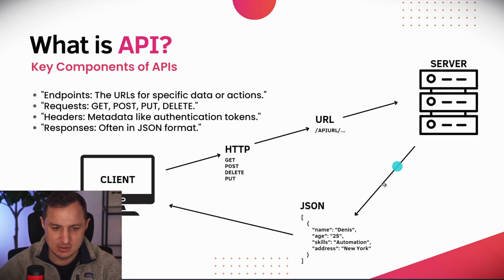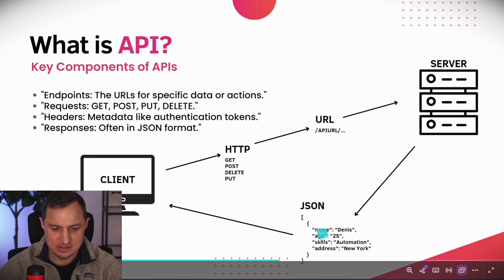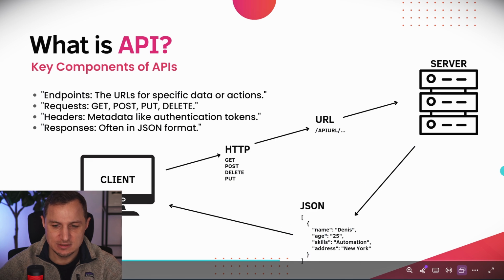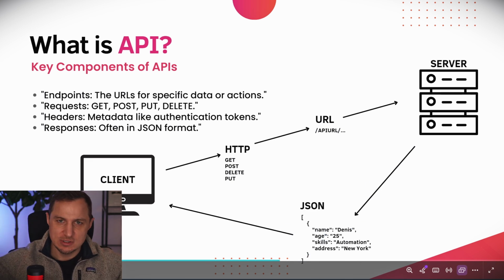The server then responds with a JSON file that has all of this information and sends it over to the client. So the client then can read this information and visually prepare it so that it looks a little nicer.